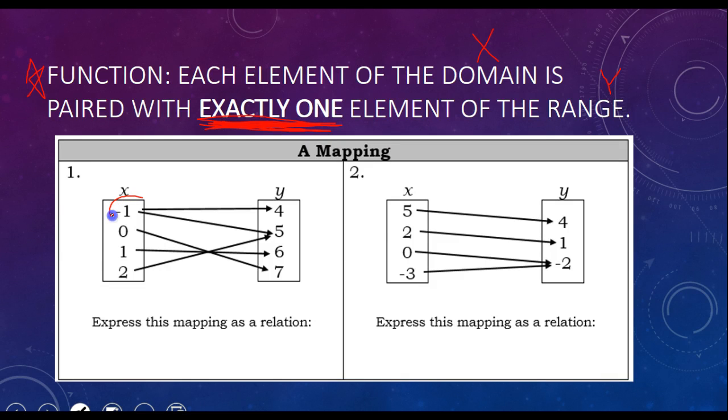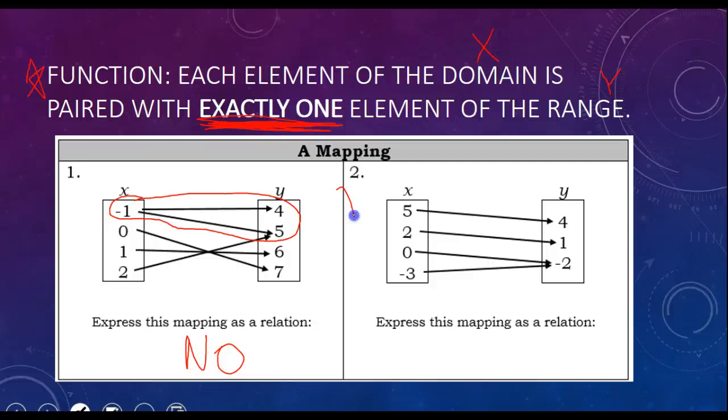So if we look at this first domain value, which is -1, it is paired up with two members of the range. That's going to go against the actual definition of a function. Since -1 is paired up with 4 and 5, this mapping would not represent a function. That -1 could only be paired with one member of the range. Since we see two arrows emanating out of the domain, it's a no.